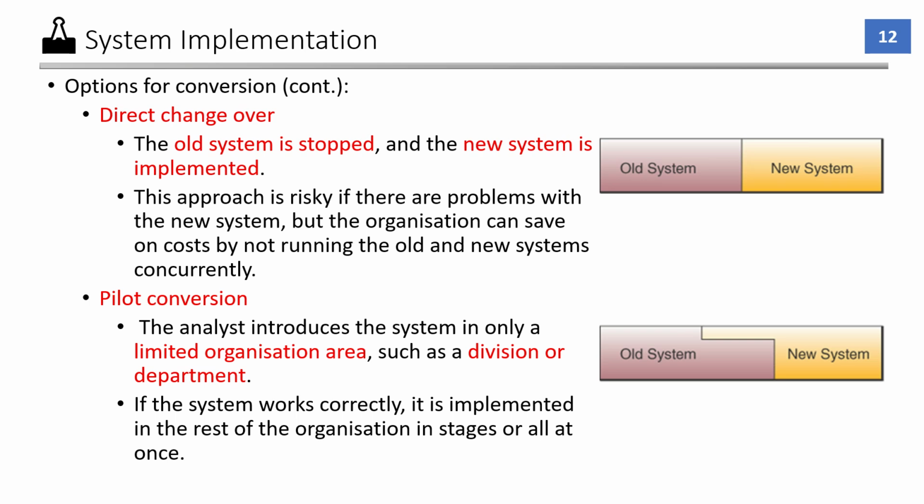Lastly, organizations can also choose pilot conversion. The new system is first implemented in a small part of the organization, such as one department or division. This allows the system to be tested in a real environment but with limited risk. If the system works well, it is then rolled out to the rest of the organization, either gradually or all at once.